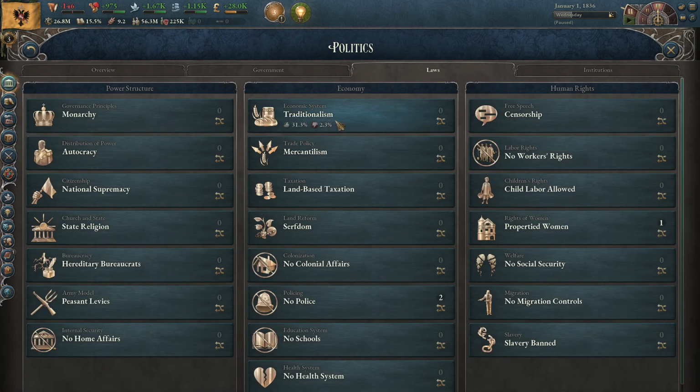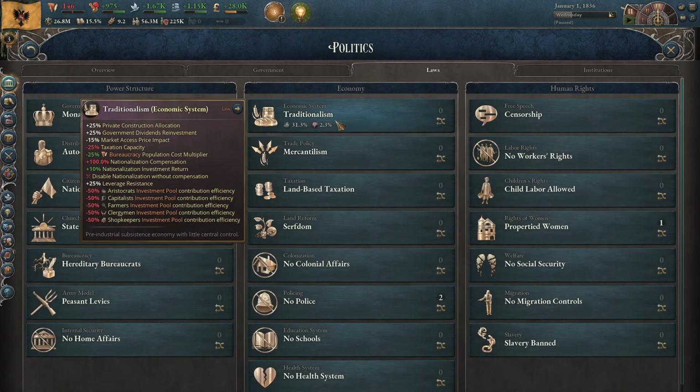We're going to quickly go over to traditionalism here, one of the worst laws in the game, to note a few things. It does a lot of negatives, but what we're going to go over for now is market access price impact. It is causing a horrific minus 15% to MAPI. So it is making all of our systems less efficient. It is making businesses pay more for goods that it needs and sell its goods at a lower price.